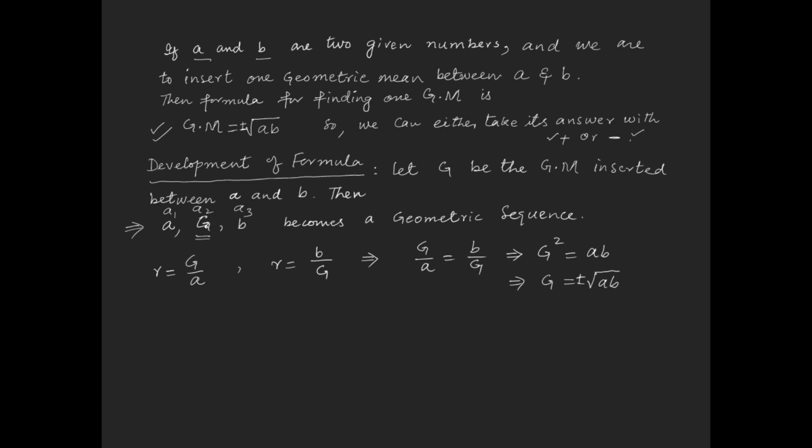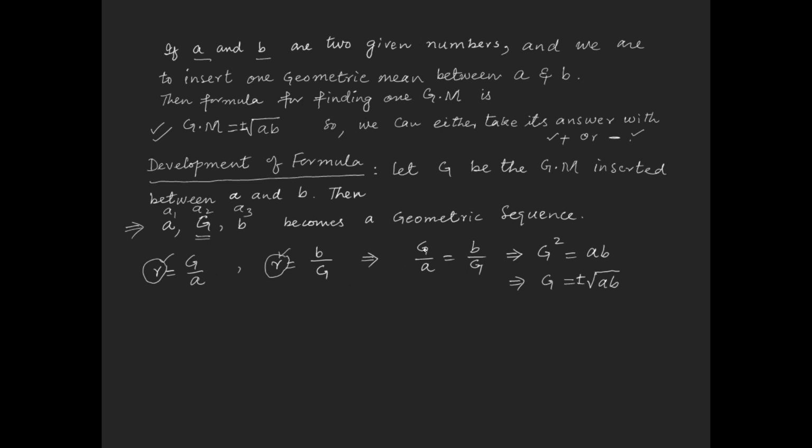And we know that if we divide the second term by first term, we are getting a common ratio. Similarly, if we are dividing third term by second term, again, this is the third term and this one is the second term. So again, we are getting the same ratio, R. These two are same. So the answer of R in both the cases are same.